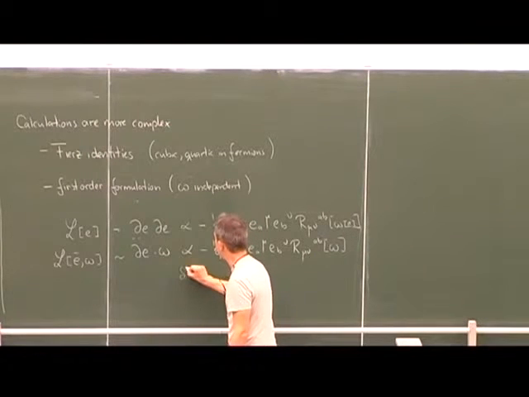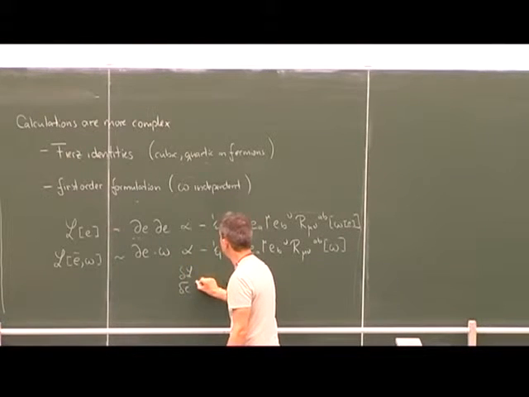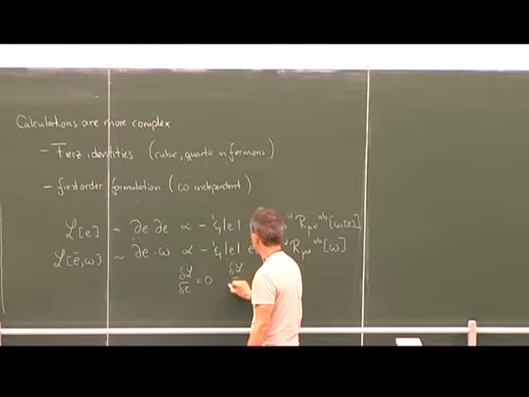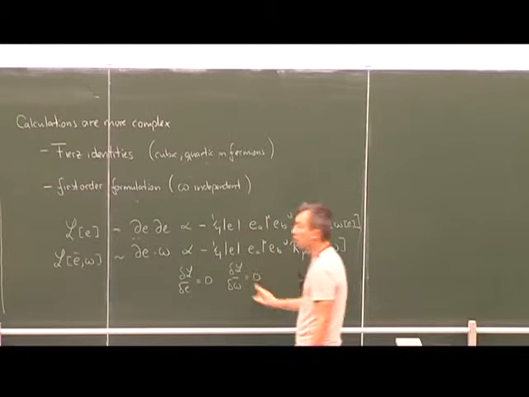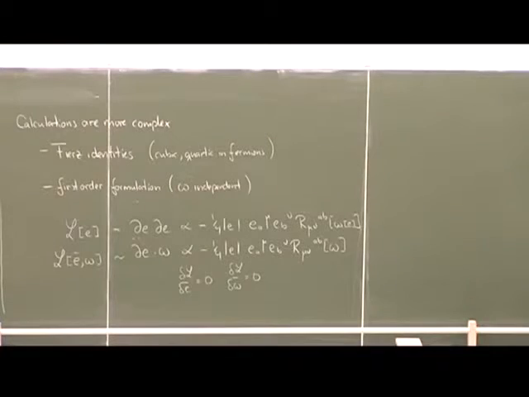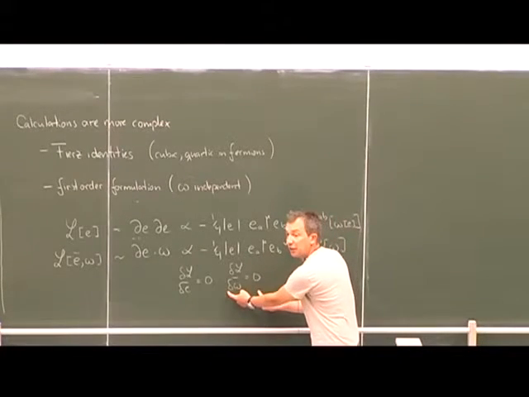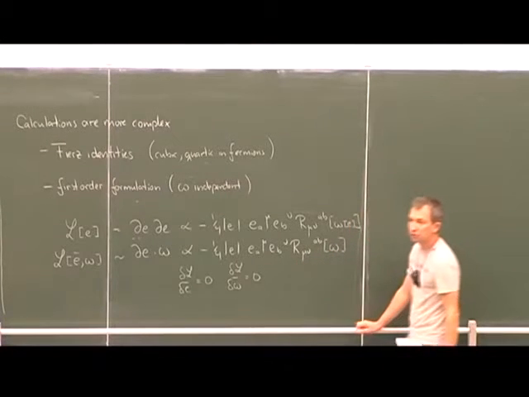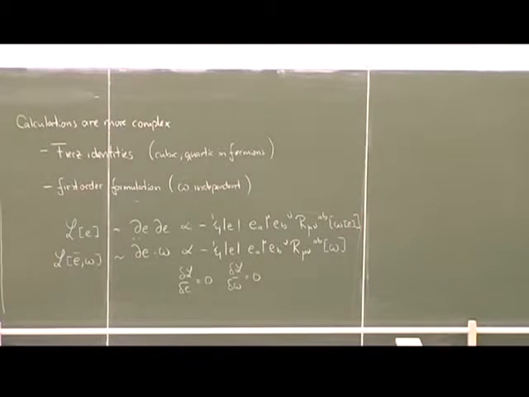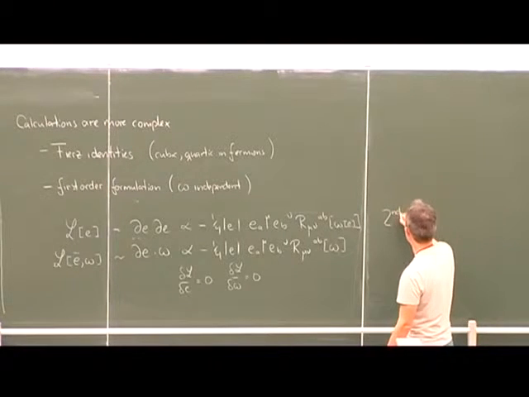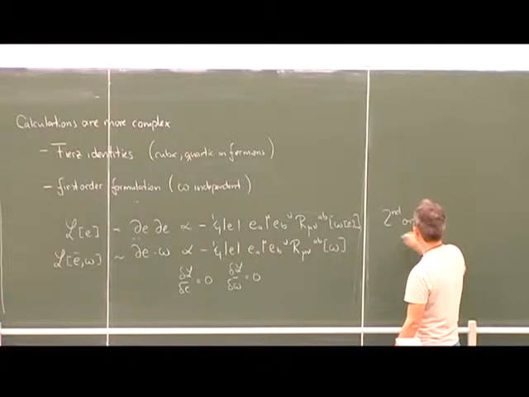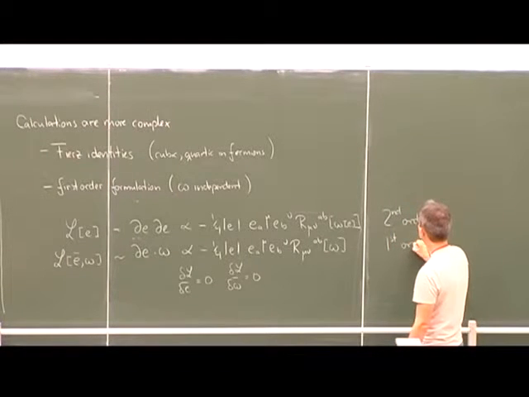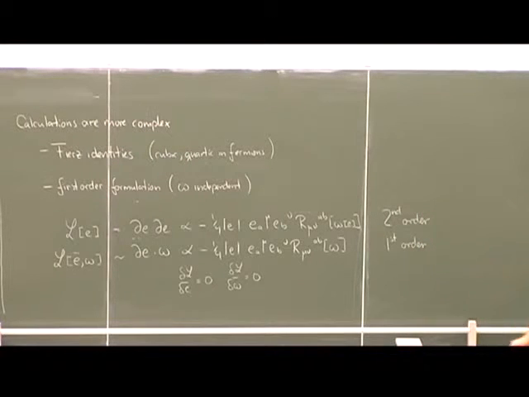I will have roughly dL/dE is 0, but also dL/d omega is 0. So I have twice as many field equations as I had before. And these field equations basically will give me the expression for omega in terms of the tetrad and so on. So it's like second order formulation, and that would be a first order formulation. First order formulation in terms of twice as many variables.